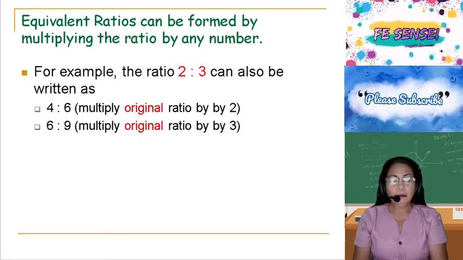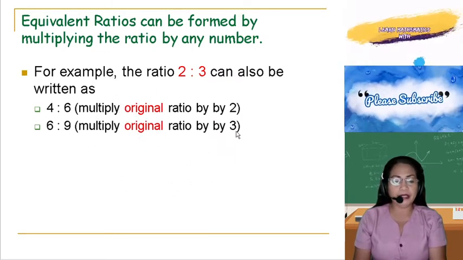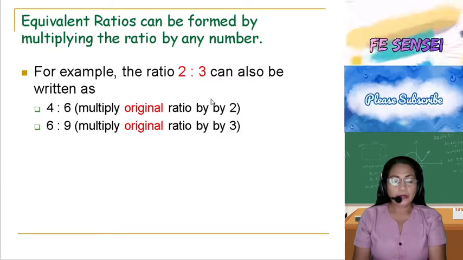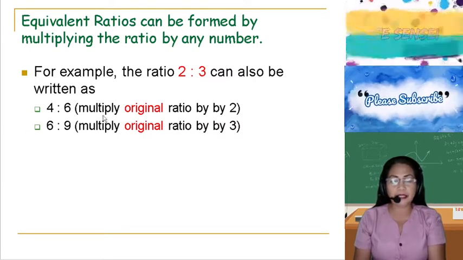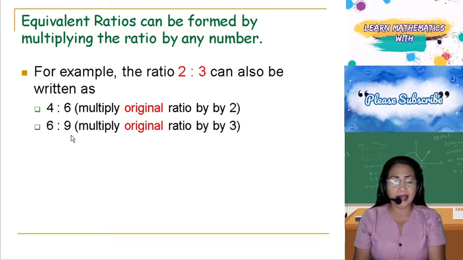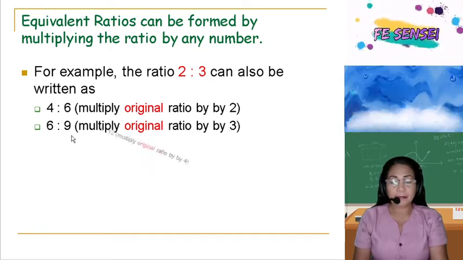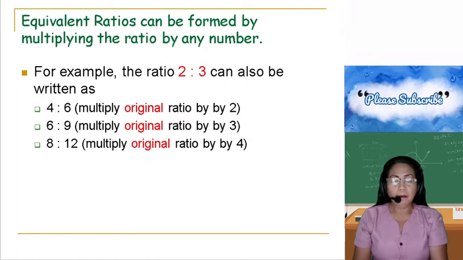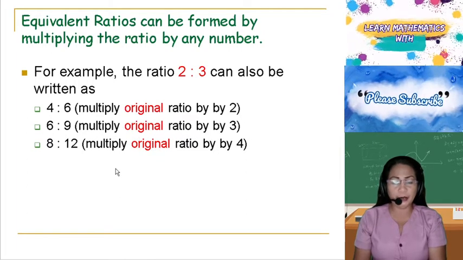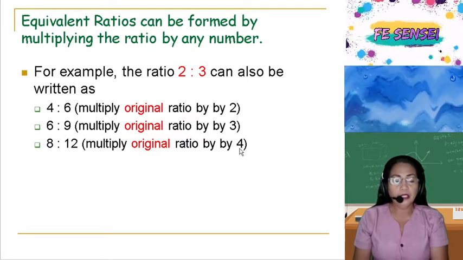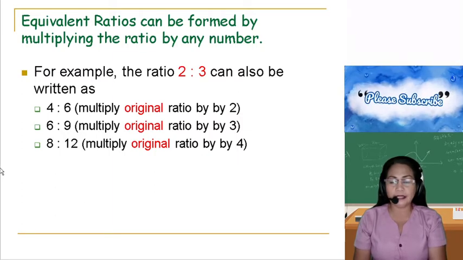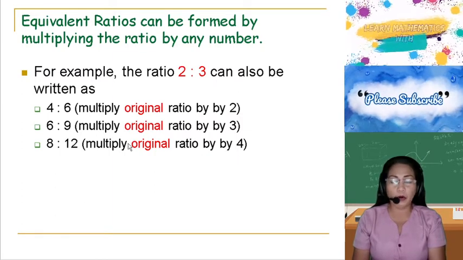Then, multiply the original ratio by 3. So, 2 times 3 is 6. 3 times 3 is 9. Another, multiply the original ratio by 4. So, 2 times 4 is 8. 3 times 4 is 12.